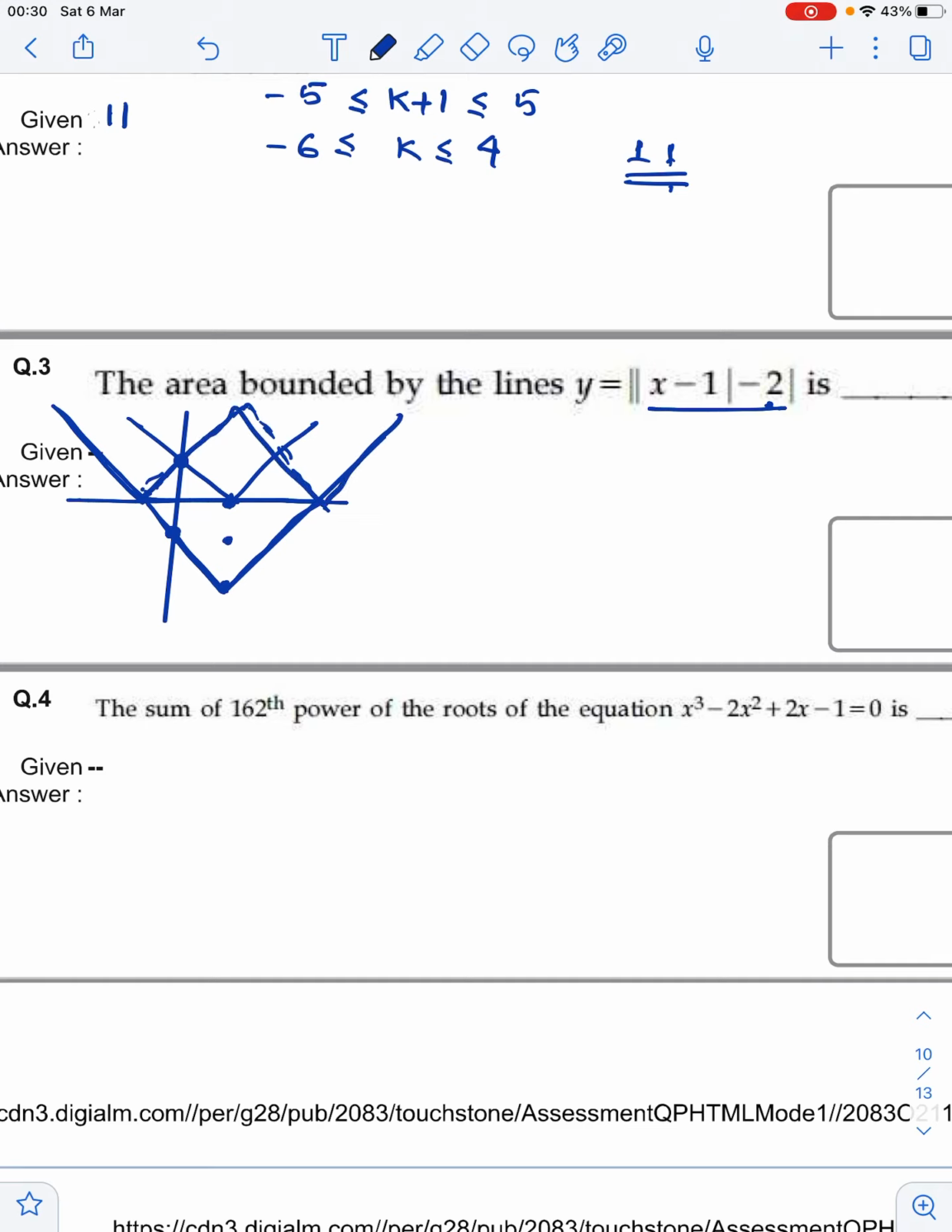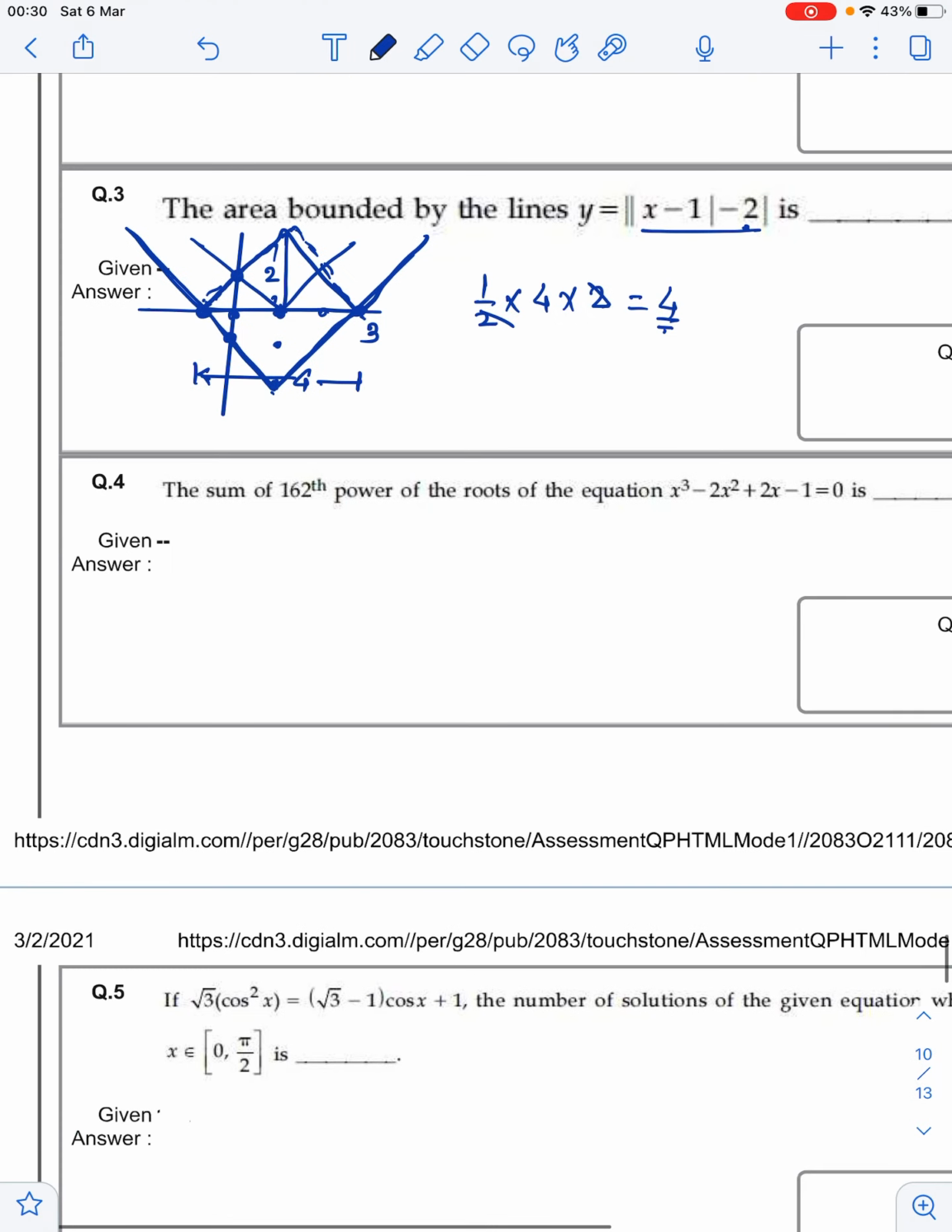So they are asking the bounded area. So the bounded area you can easily calculate. Now this is minus 1, 0, 1, 2, 3, by symmetry. So this total is 4 length, and this is 2 length. So half of base into height you can also apply. So the answer is only 4 units.